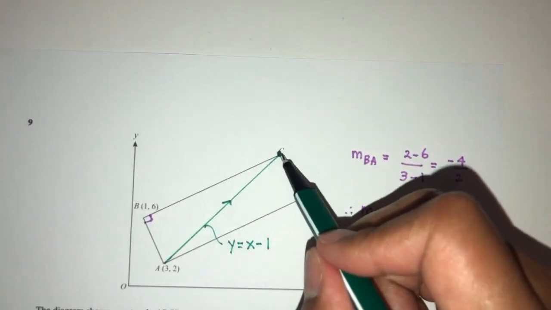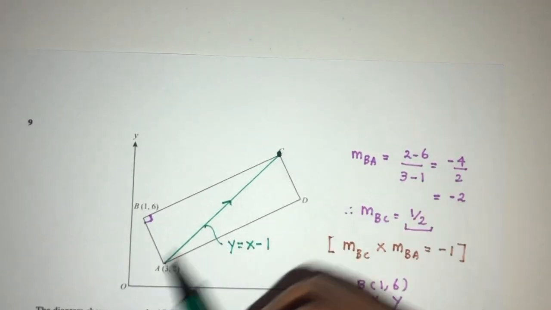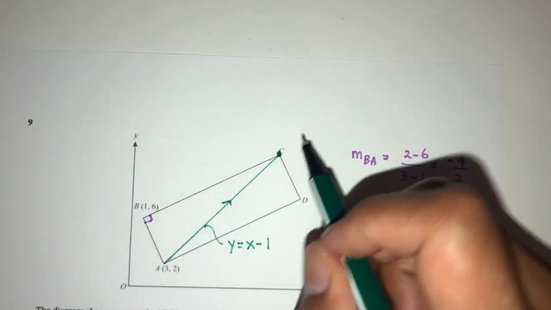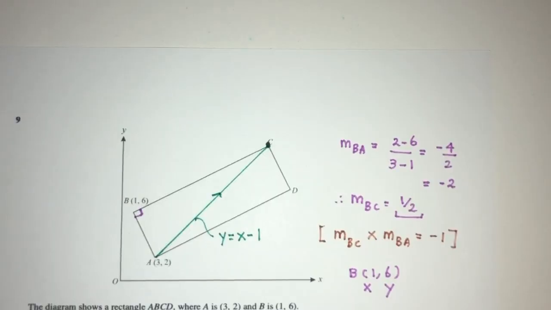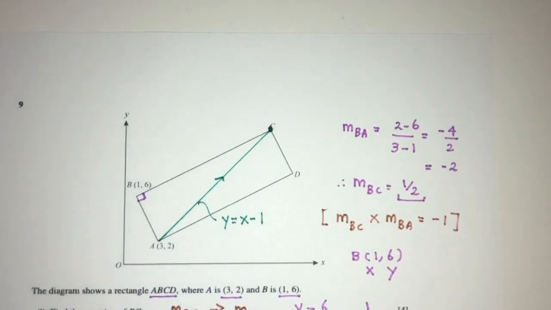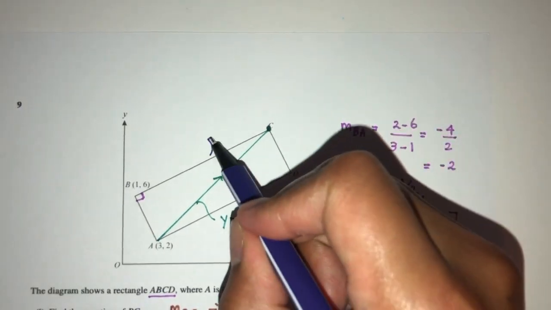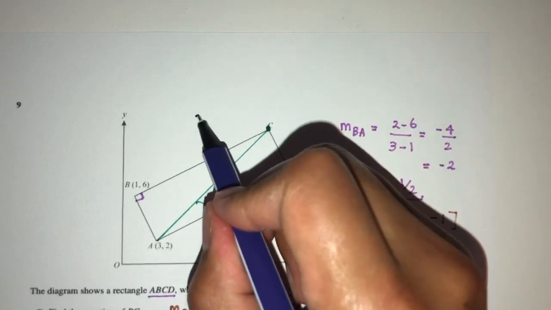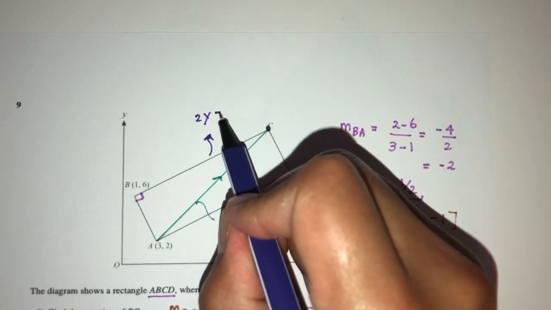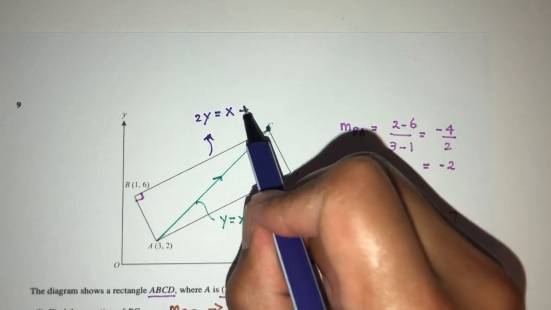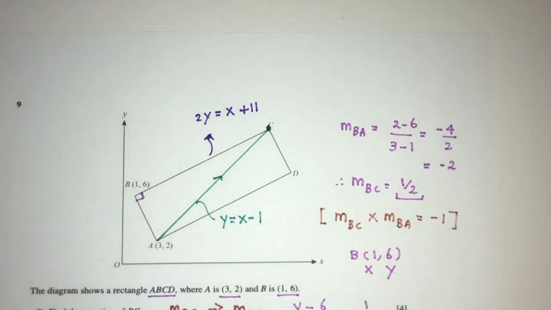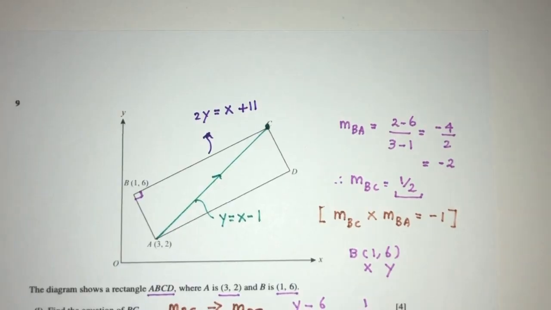As you can see, point C is the point of intersection between this line and this line. Intersecting means we have to use that to solve a simultaneous equation. So we have equation number 1 and equation number 2, which was found to be 2y equals x plus 11. We have to solve this step by step to find the coordinates of C.